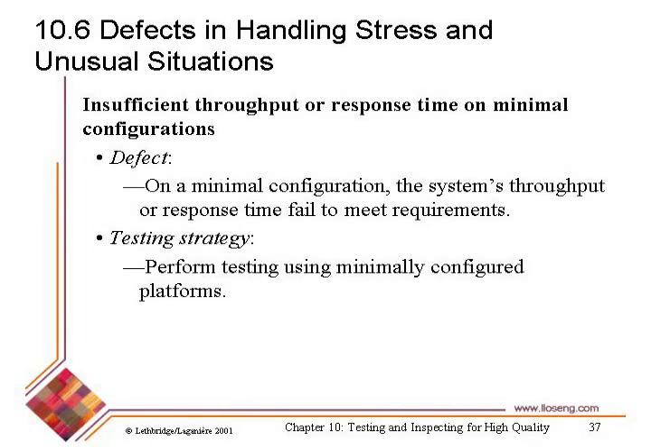So we'll leave the timing and coordination defects and move on to another category: stress and unusual situation defects. These are defects that should be tested for in pretty well all systems. The first one is insufficient response time or throughput. The system's running too slowly.